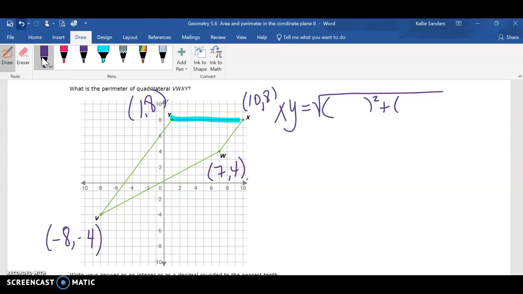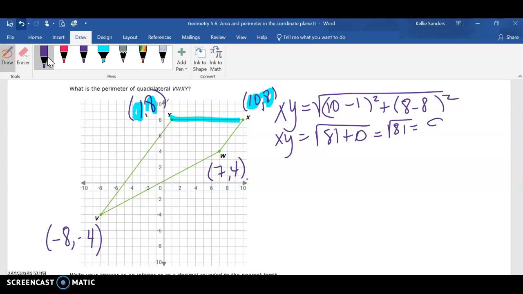So let's see what we have. 10 minus 1, because those are the x's. 8 minus 8, because those are the y's. So 10 minus 1 is 9. 9 squared is 81. 8 minus 8 is 0. 0 times 0 is 0. So this would be the square root of 81, which is 9.